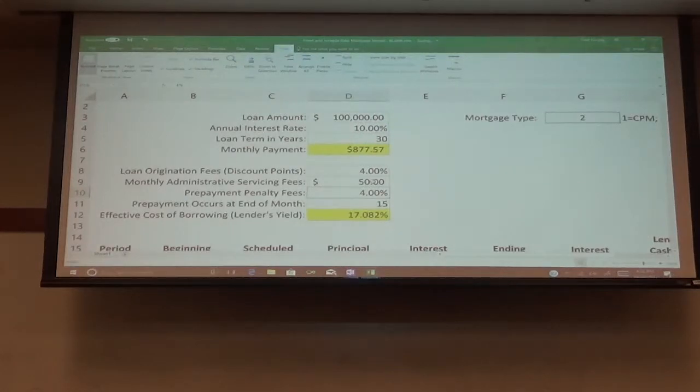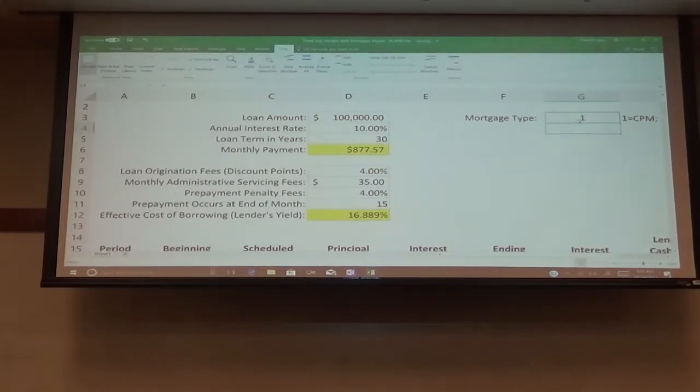I'm going to try to sync everybody up so that we are completely in sync. Make sure that your loan amount is 100,000. Make sure the interest rate is 10%. Make sure the term is 30 years. Make sure your loan origination fees are 4%. And to keep consistent, let's do 35 for the administrative fees, 4% for the prepayment penalty, 15 months for the prepayment term. Now let's click on mortgage type 1.